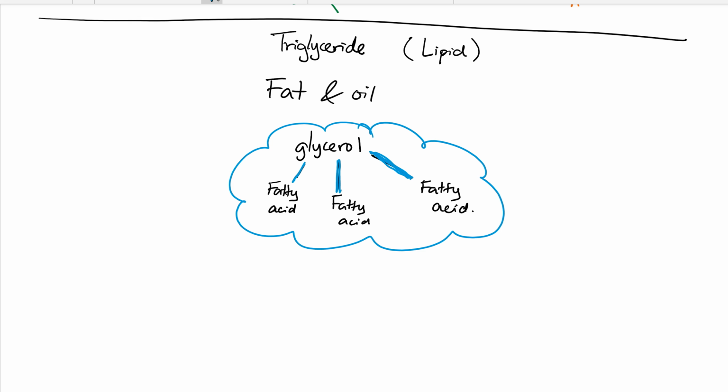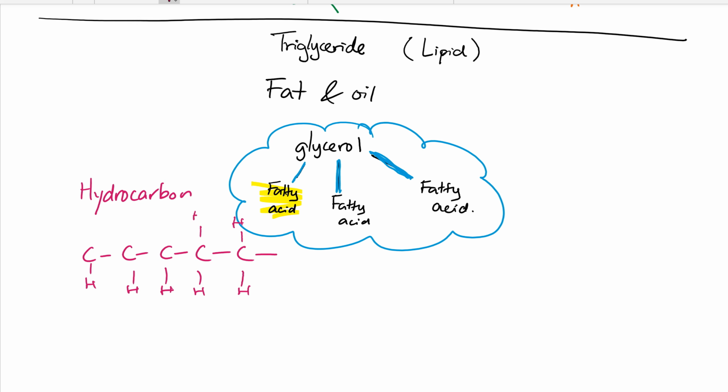So when you have a triglyceride, it means water molecules have been removed from glycerol and fatty acids. So the glycerol found in the triglyceride is not the same as the glycerol that you find without fatty acids. And remember that fatty acids are long-chain hydrocarbons. Hydrocarbons are a long chain of carbon that are connected through covalent bonds. The remaining atoms are just hydrogen attached to this carbon chain.